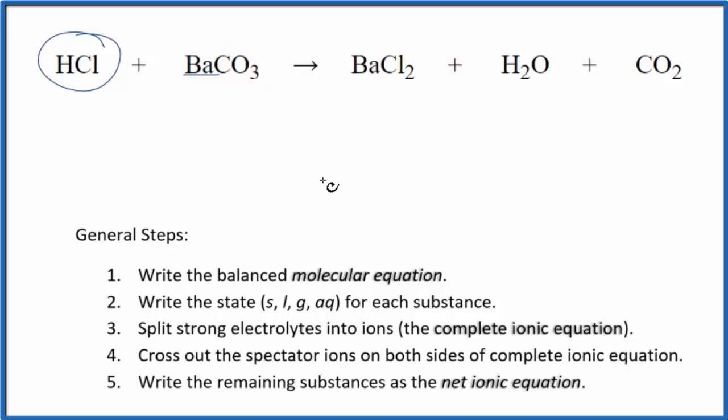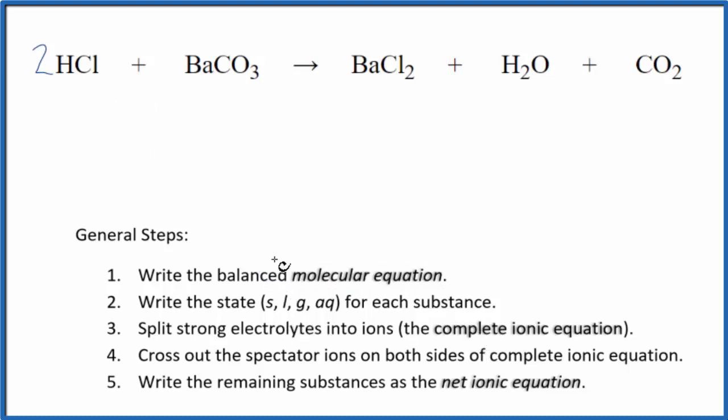The first thing we need to do when we're writing net ionic equations is balance the molecular equation. I can see there's two chlorines here and just one here. So if I put a 2 in front of the HCl, that balances the chlorines. It looks like everything else is balanced as well. So that's the balanced molecular equation.